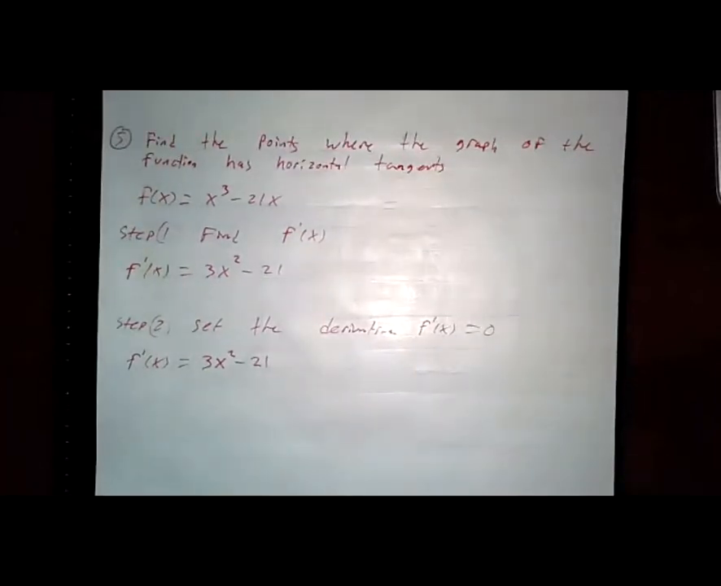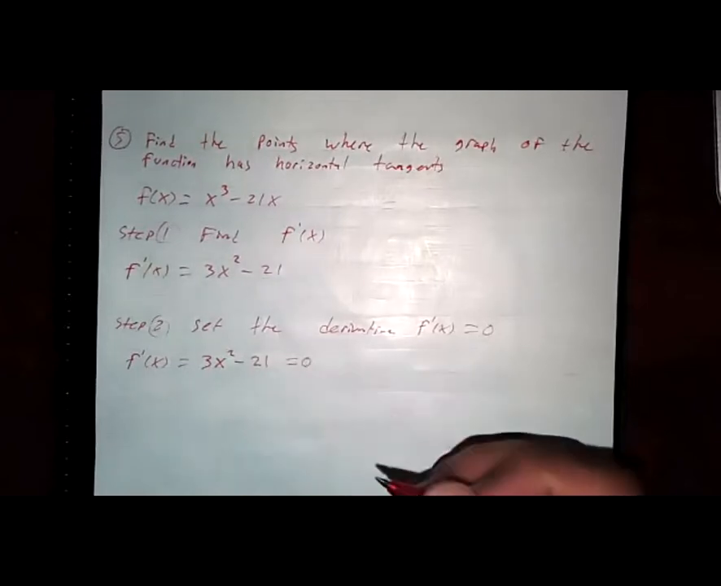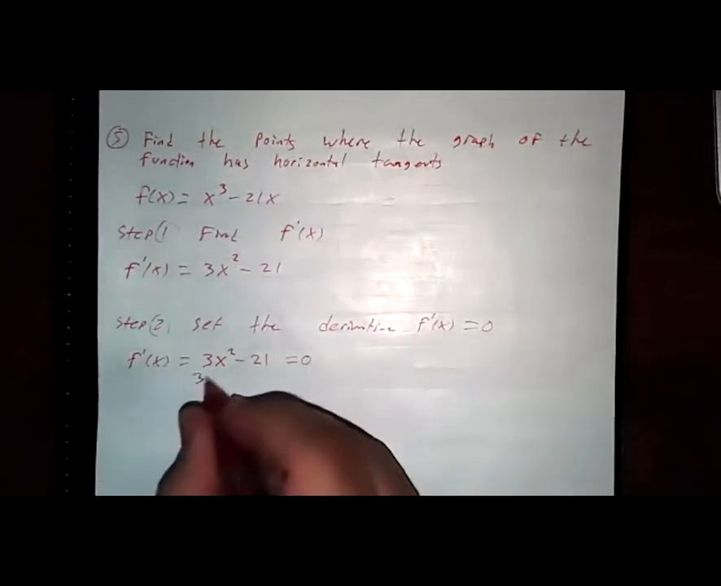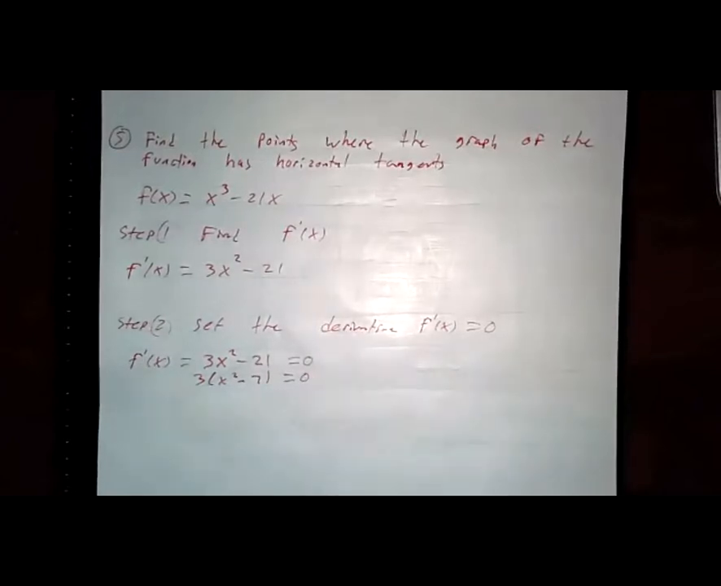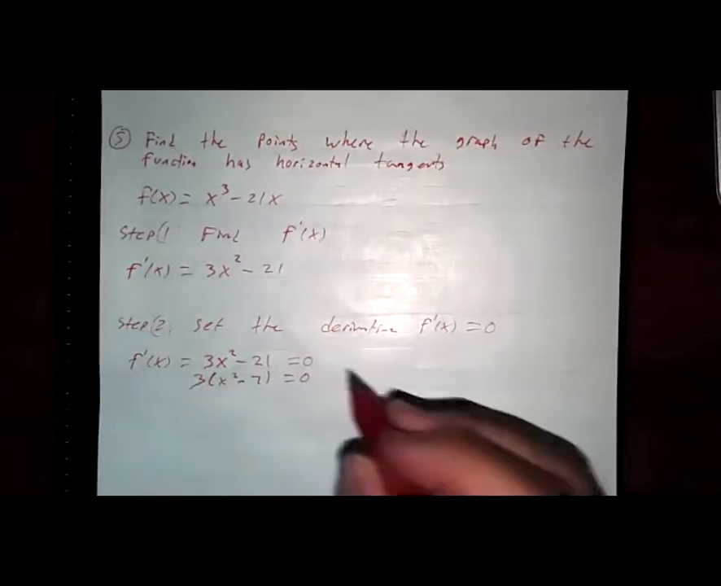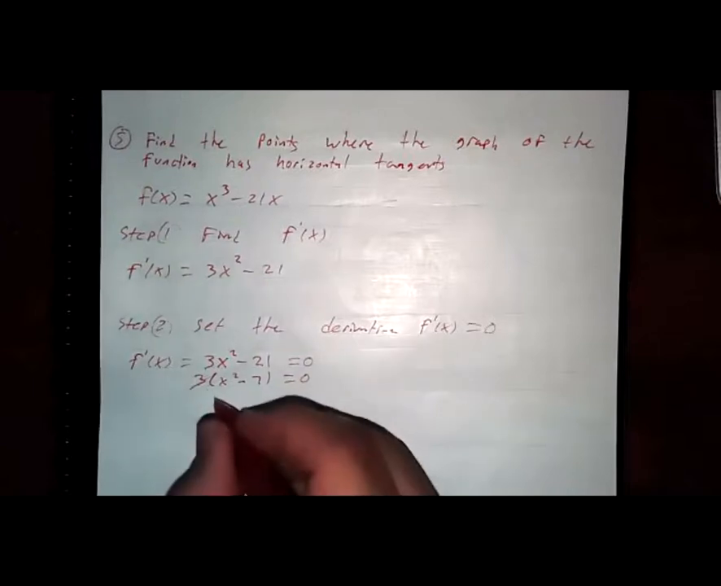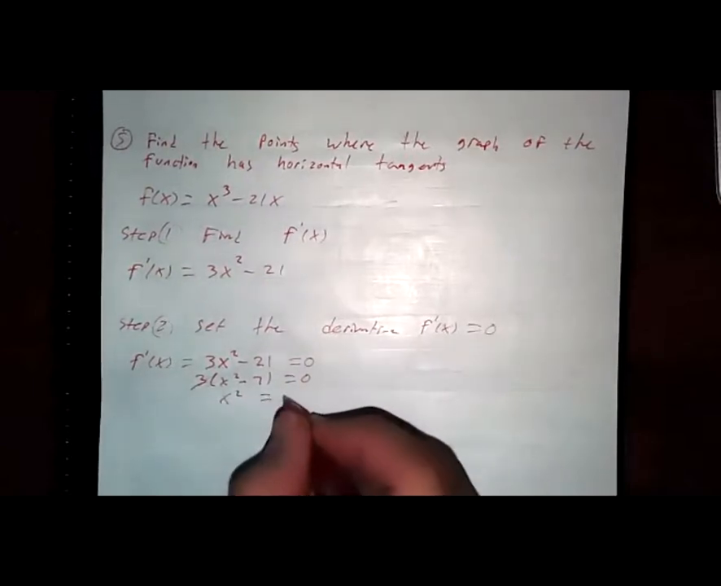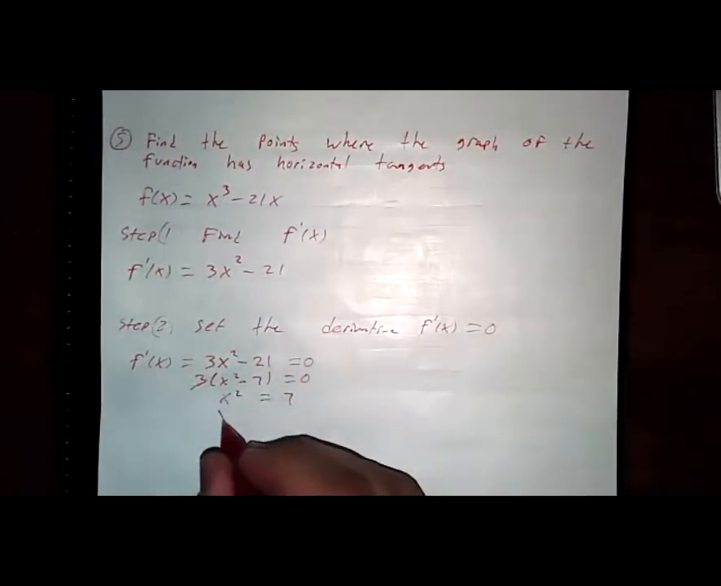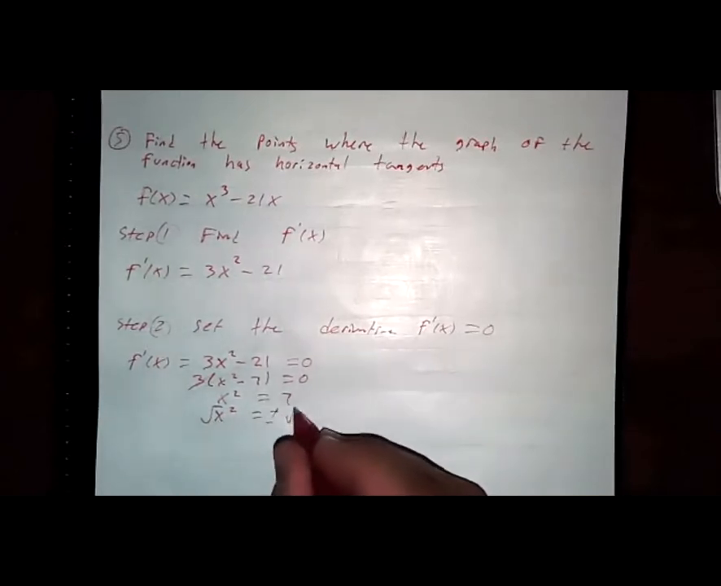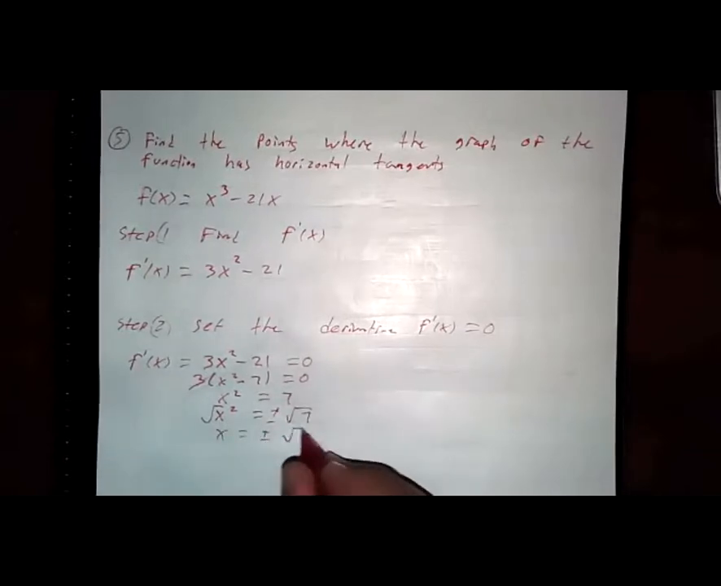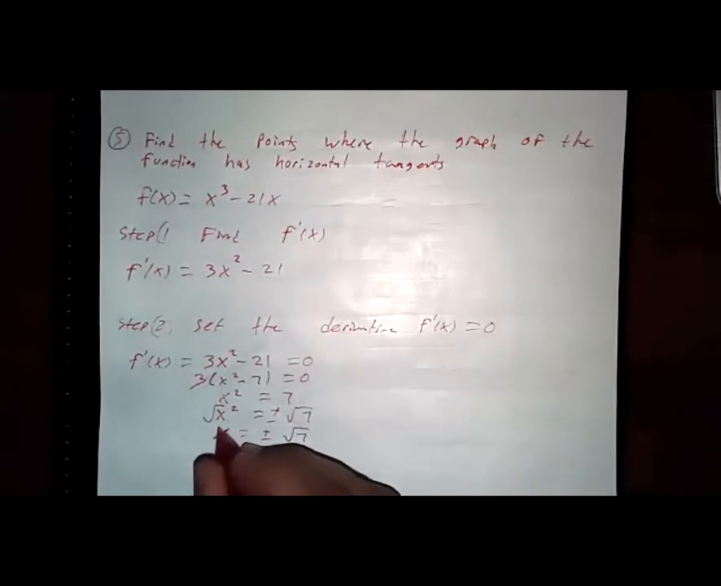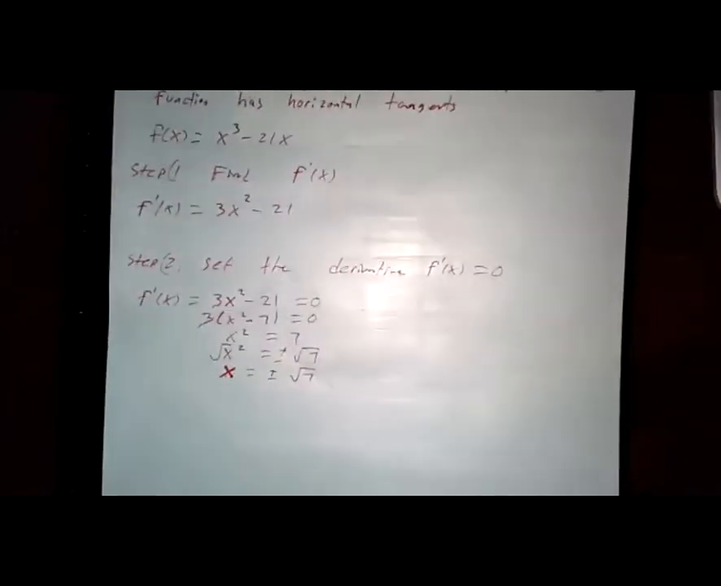All right. So set this equal to 0, solve for x. So factor 3 out, that gives us this, right? Divide by 3. Add 7 over. Square root both sides, and that would give us a plus or minus. So x is equal to plus or minus square root of 7. Because we square rooted both sides, we have to tack on that plus or minus.